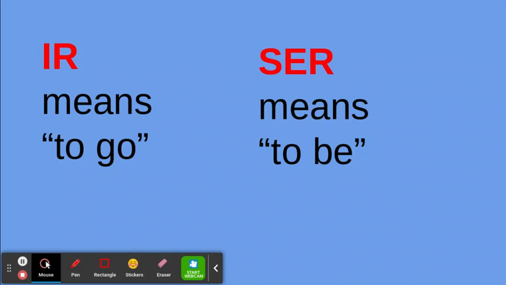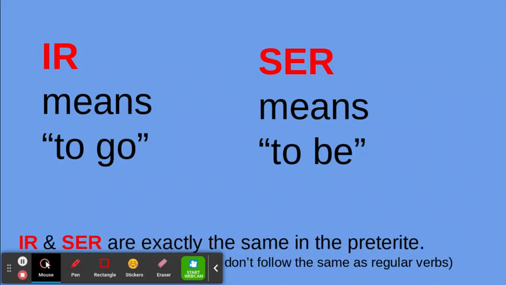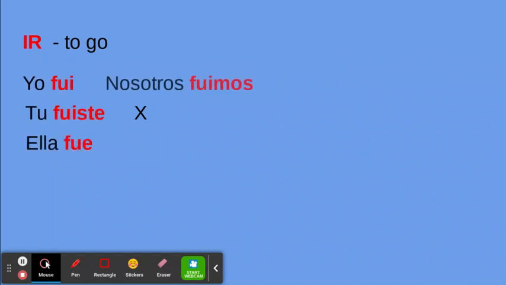Now, these are not the same kind of verb, but if you conjugate it in the past tense, it happens to be the same verb. I'll give you some examples. So, like it says, they're exactly the same in the preterite. So, ir means to go, and in the preterite, it's fui, fuiste, fue, fuimos, fueron. If you need to pause the video to copy that, that's fine.